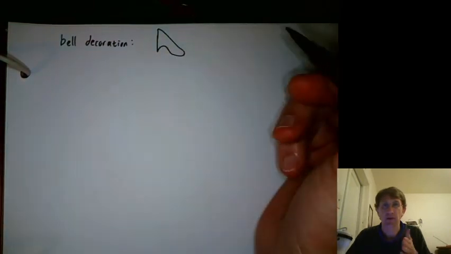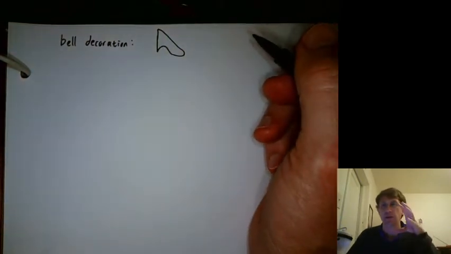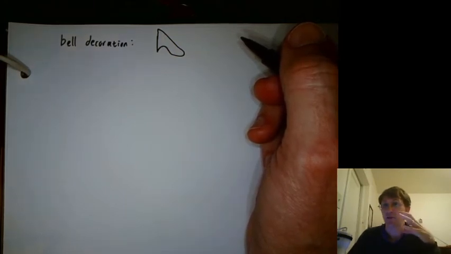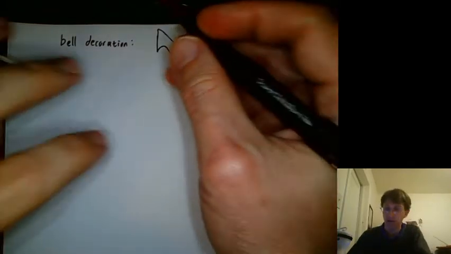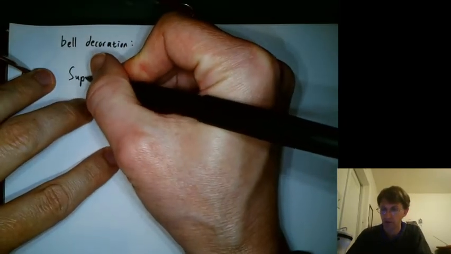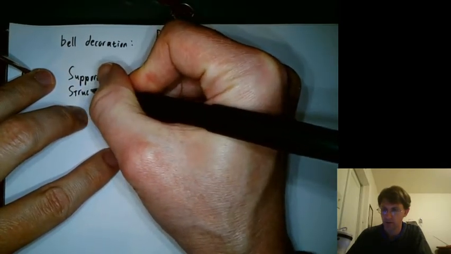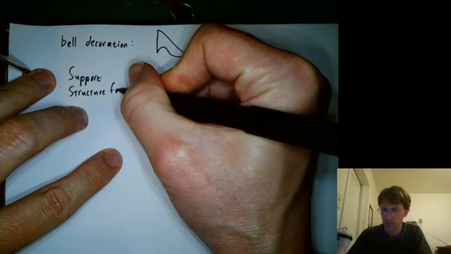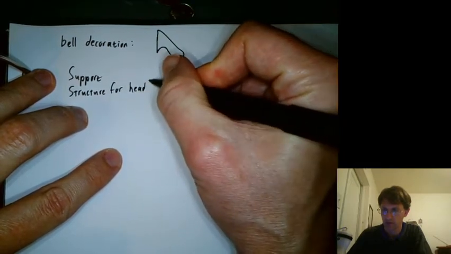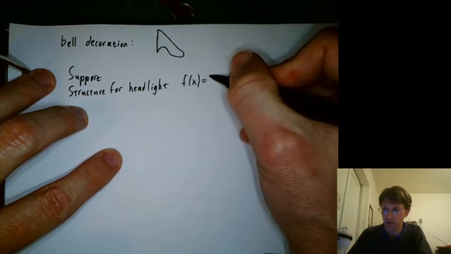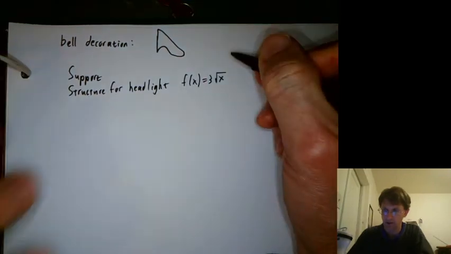Let's think about that truck headlight again. We were considering the volume of the interior, which we would have to flood with inert gas or something. But you're also going to have to pay for the plastic or the glass on the exterior, on the support structure. So let's think about the support structure for the headlight, which had the inner curve 3 root x.